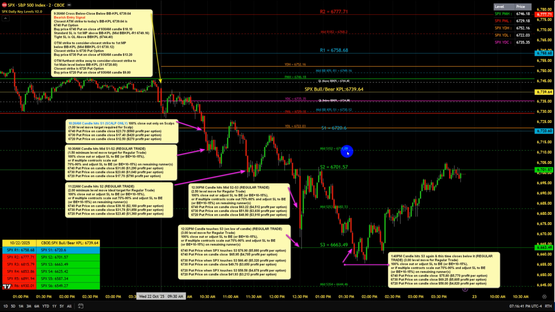Now that's a 2.5 level move. Why? Because it's 2.5 levels in the direction we're trading from the level that we're trading from. 1 level, 2 levels, 2.5 levels.